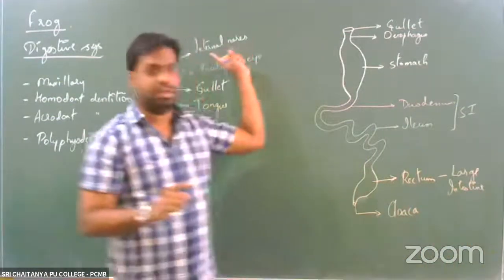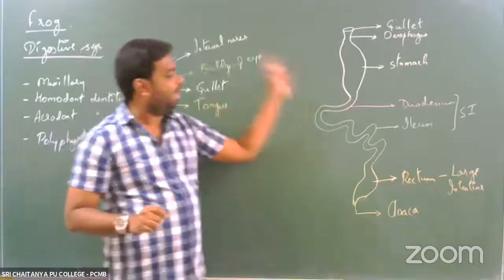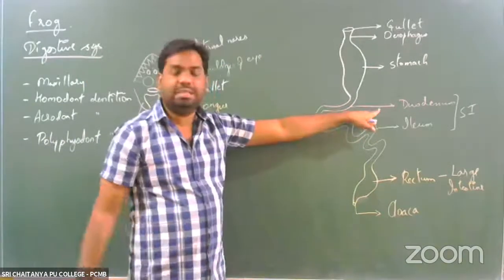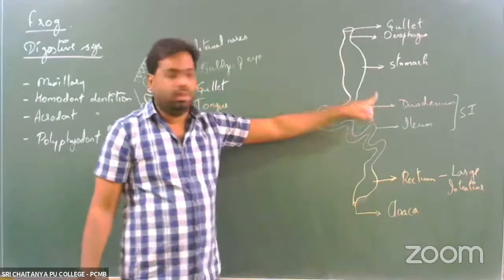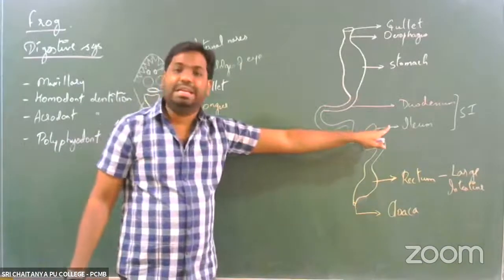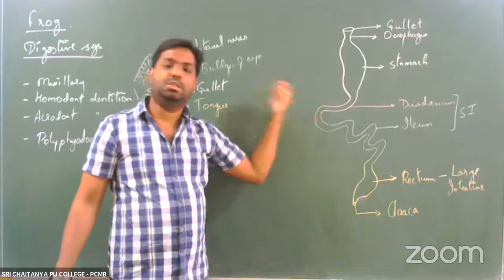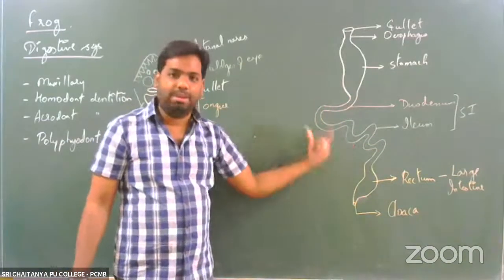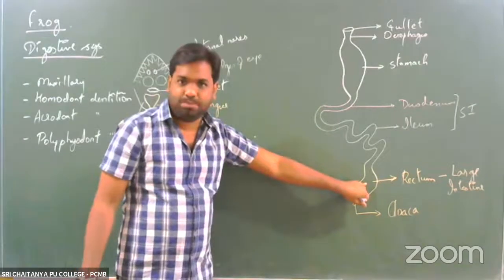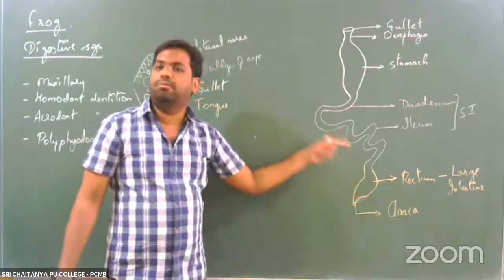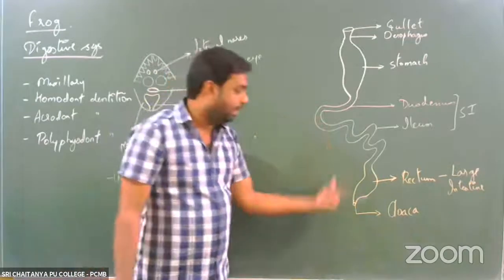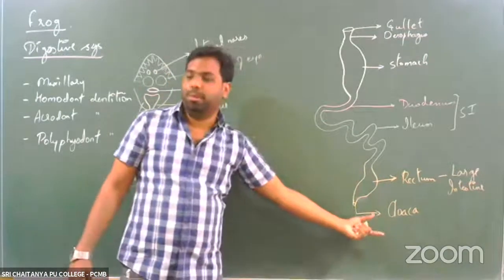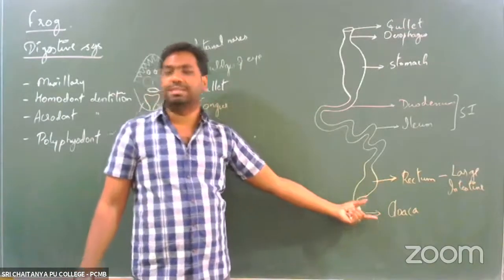One is the digestive system, where all the undigested food, after digestion gets completed in the duodenum and absorption gets completed in the ileum, whatever undigested food is still there in the alimentary canal will be passed on into the rectum. And from the rectum, all of the undigested food will be sent out of the body through an opening towards the posterior end, called the cloaca.